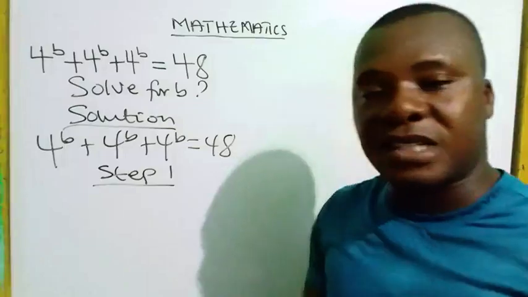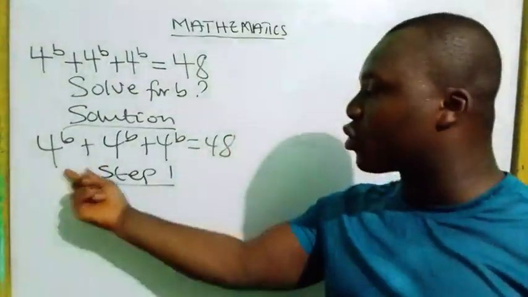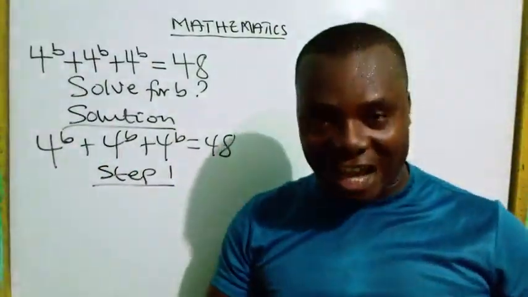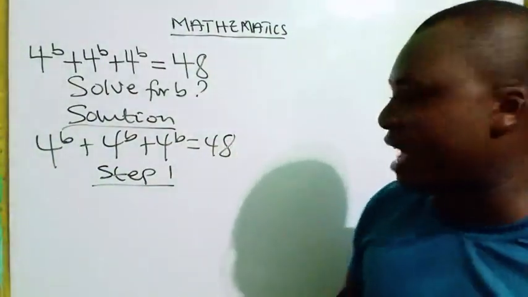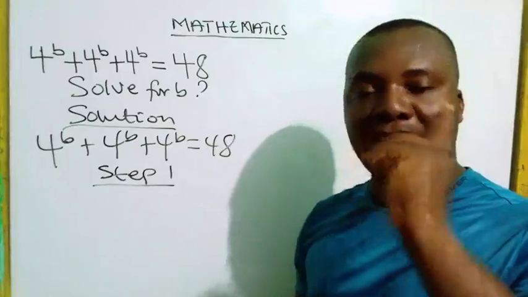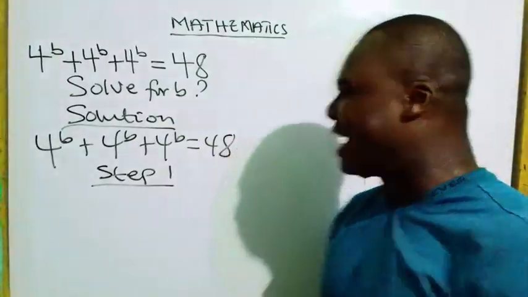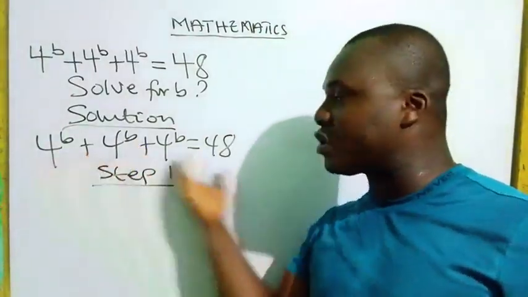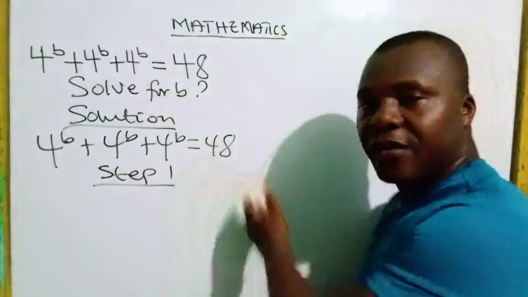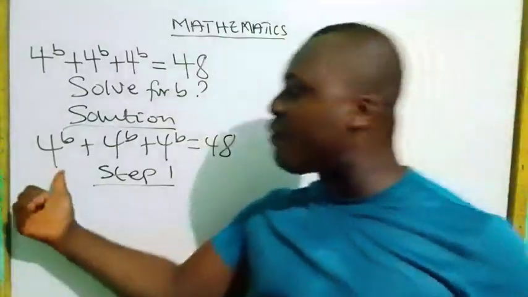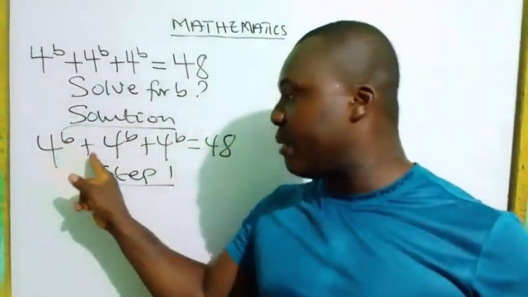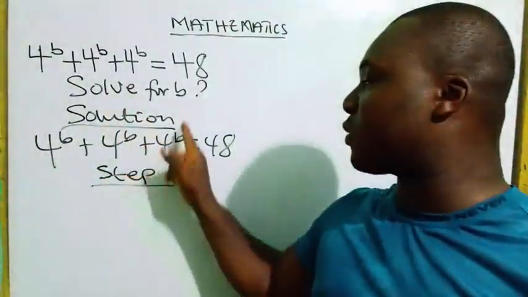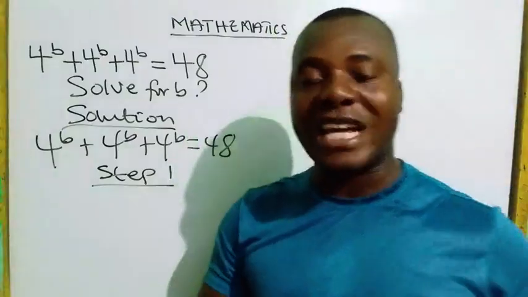we have to group, we have to collect like terms. And this is how we collect like terms. Now we have to look for a number that can go into this particular area and this particular area. And this is what we do. We see we have 4 raised to the power b plus 4 raised to the power b plus 4 raised to the power b. Now let's rewrite it.